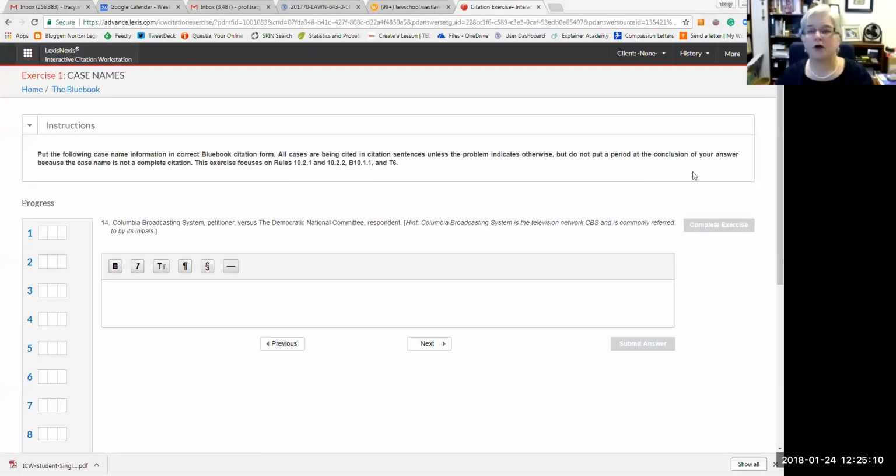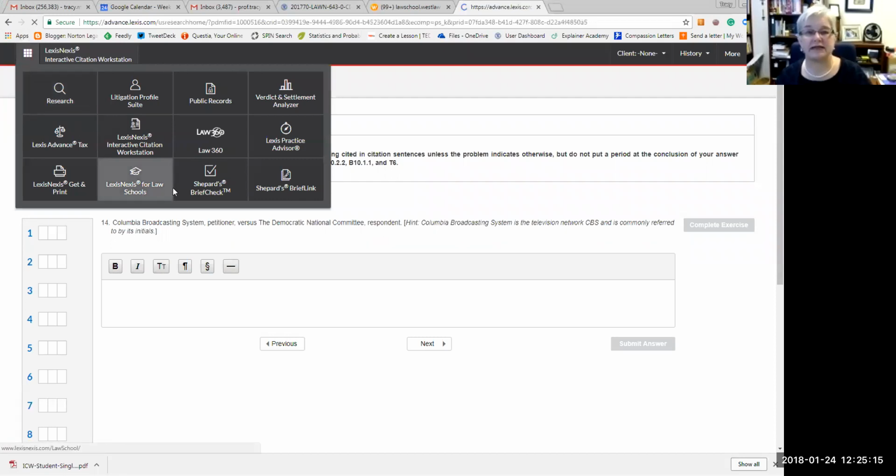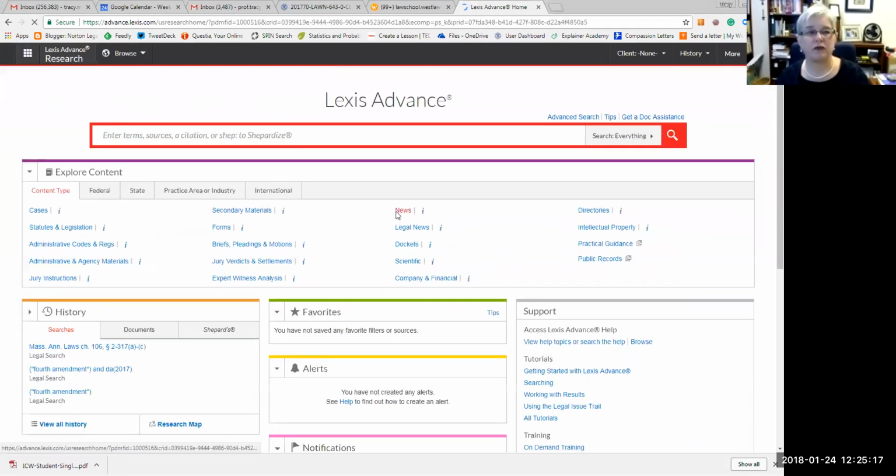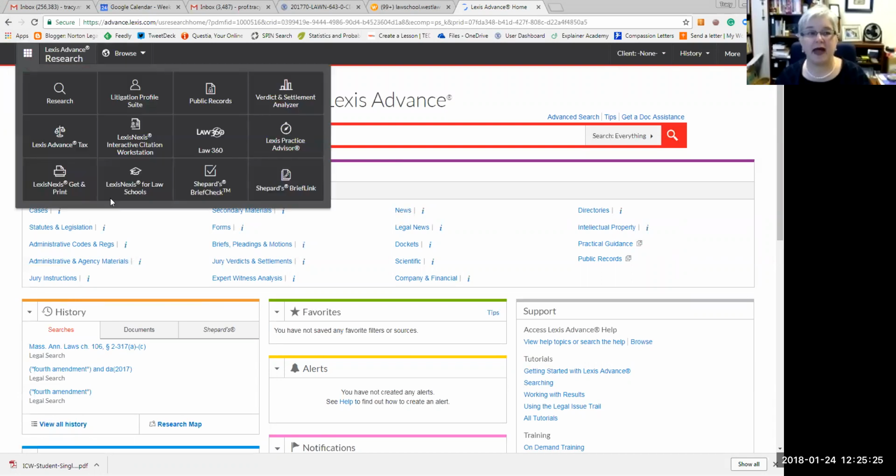So let me share my screen with you. Okay, so I'm already in the case names exercise, but let me go back to the beginning so you can see how I got here. So this is the Lexis Advance main screen, and then I go up to this box grid up in the upper left-hand corner and click on that, and then I go to LexisNexis Interactive Citation Workstation and click there.